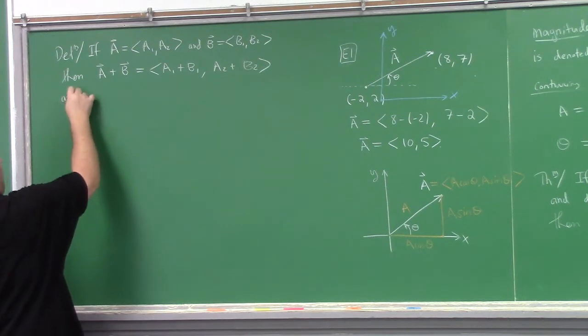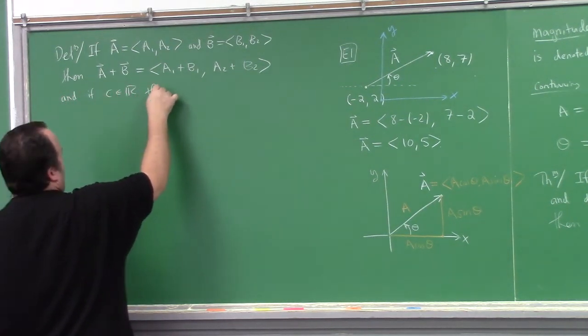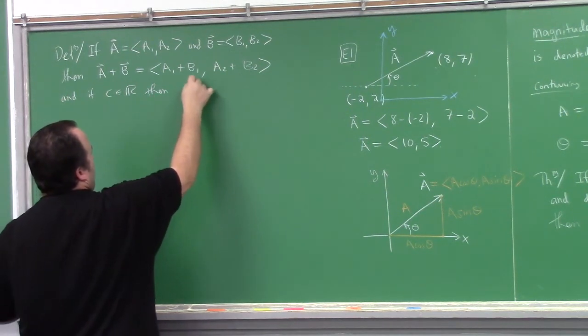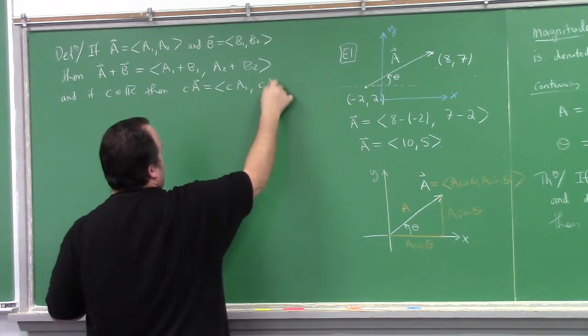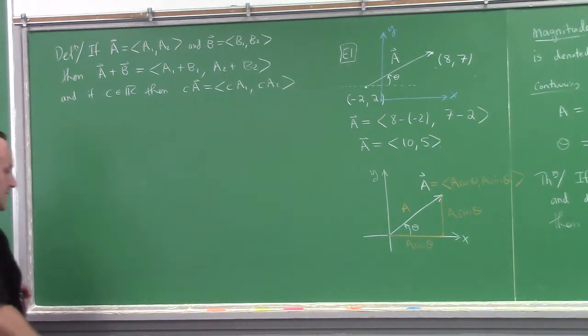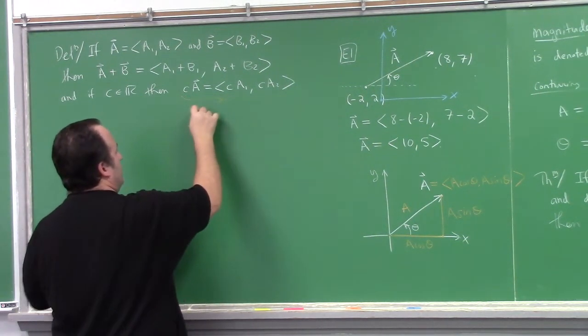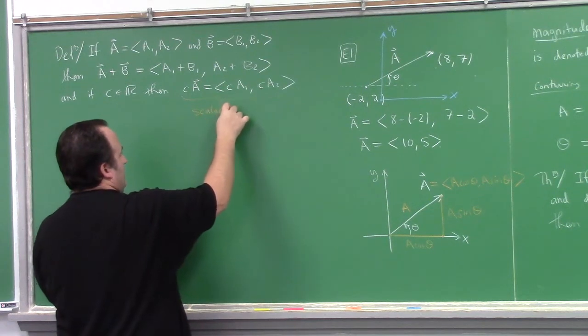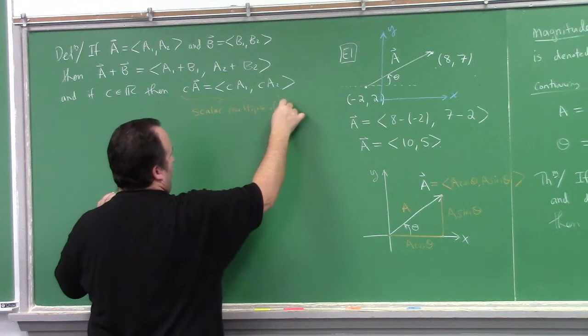And if C is a real number, then CA is (CA1, CA2). So this is called the scalar multiple of A by C.